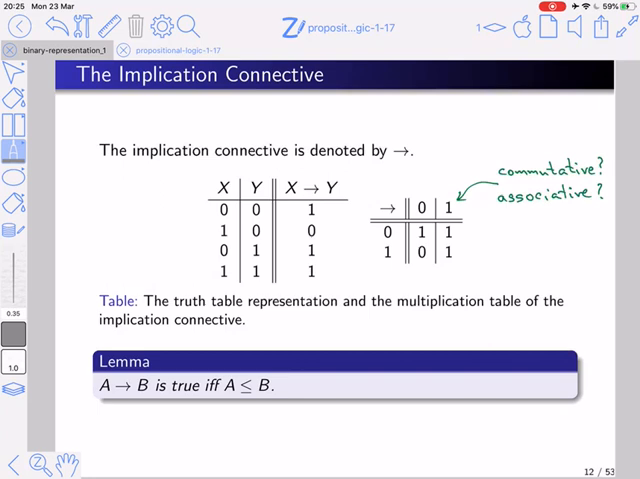Now, a way to remember what the implication connective is all about is that A implies B is true if and only if A is less than or equal to B. Here I'm referring to A and B as variables that get values which are either 0 or 1. So if I have a bit for A and a bit for B, the first bit implies the second bit if the bit corresponding to A is less than or equal to the bit corresponding to B. You can think of implication simply as a less than or equal sign.